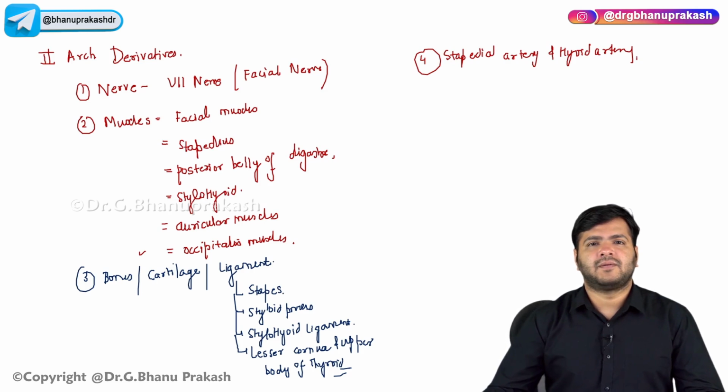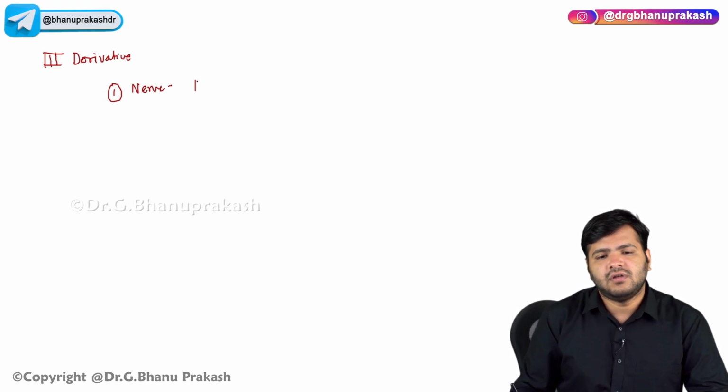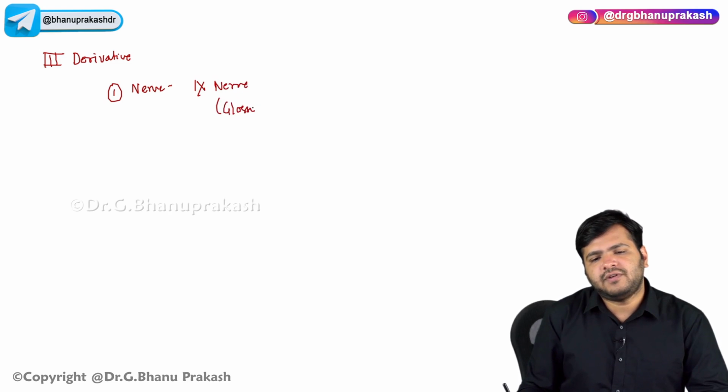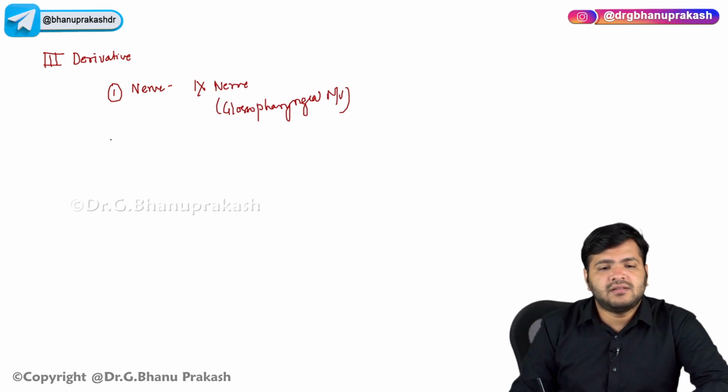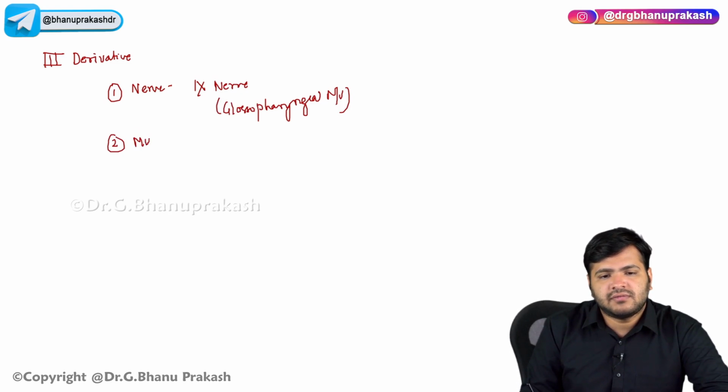Coming on to the third arch derivative. So you already know the nerve which is supplying, that is the glossopharyngeal nerve, the ninth nerve. The muscle which will be developing over here is the stylopharyngeus muscle.